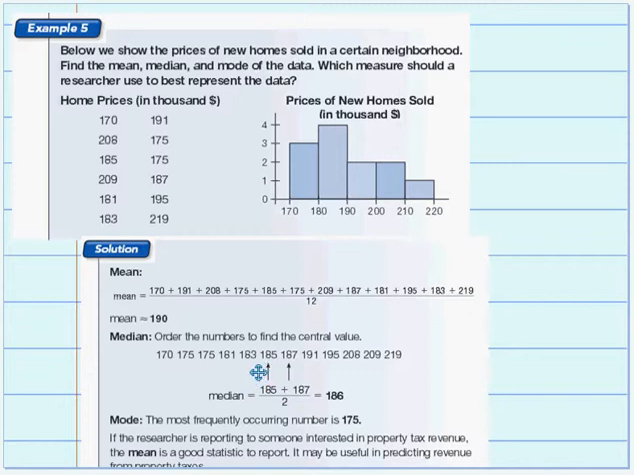Okay, all 3 are measures of central tendency. However, some are better than others depending on the situation to represent the data, and you really have to think about it and use a lot of logic to understand how this works.